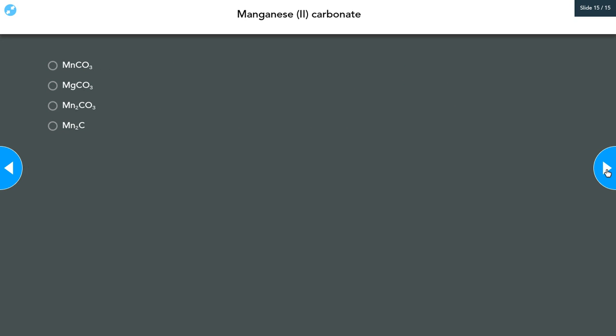Then we have manganese 2 carbonate. So this 2 right here means that manganese is going to be giving away 2 electrons, so it's a 2+ charge. And this is manganese, not magnesium, so it would not be Mg. Then our carbonate ends in ATE, so therefore we know it's another polyatomic ion. We look on the back of our periodic table, and we see that carbonate is CO3, and it's a 2- charge. So this is another perfect combination, 2+, 2-, one of each of those. So we would have MnCO3.